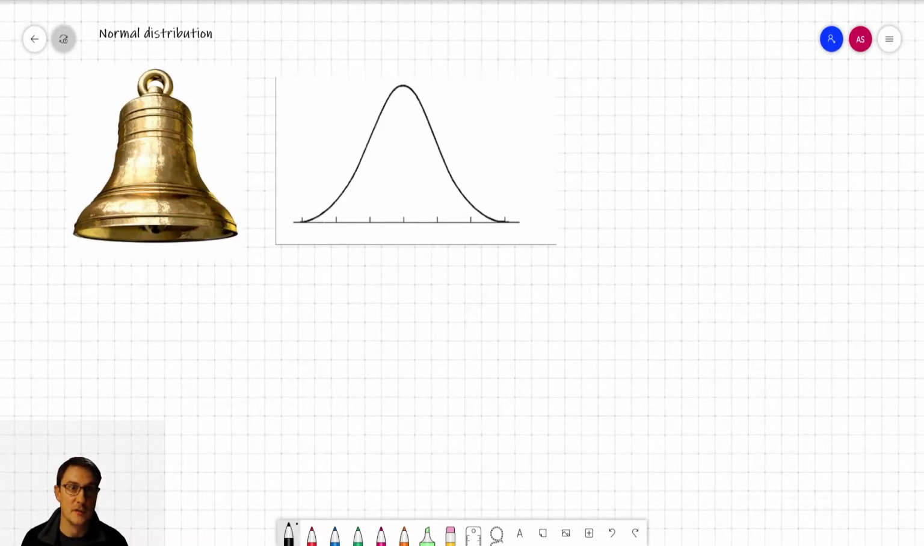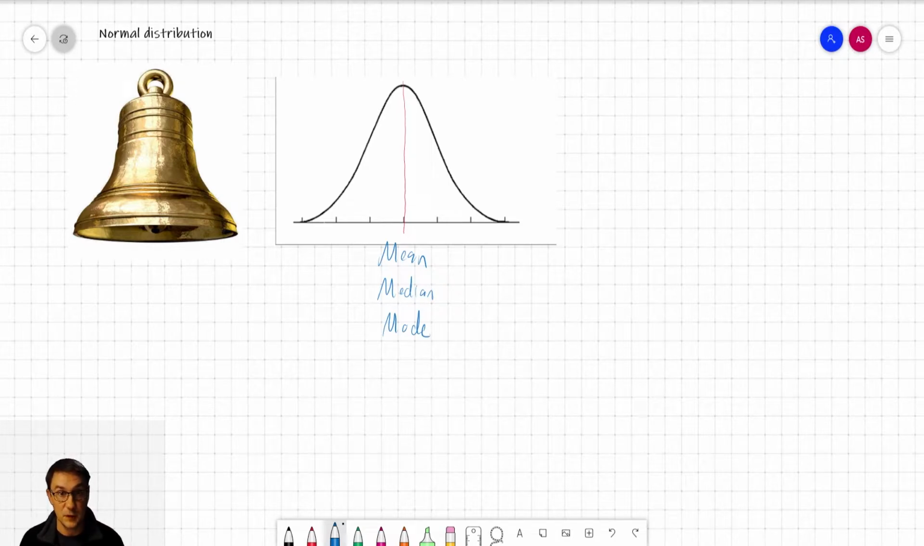Now, as you can see, we've got a bell being shown here on the left. On the right-hand side, then, we've got a normal distribution curve. Now, one of the key things with a normal distribution curve is the shape is symmetrical on both sides. And what I mean by that is if I was to draw a straight line down the middle there, this point here would represent where we can find the mean, the median, and the mode. But in addition to this, the area under the curve on both sides is going to be equal.